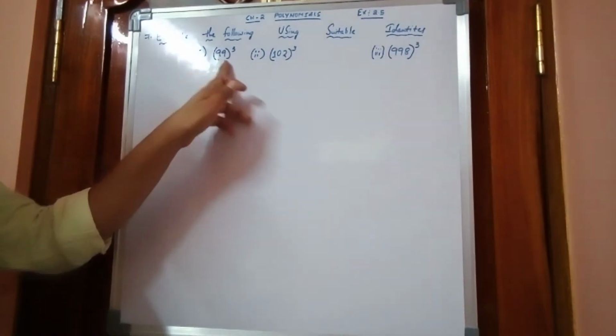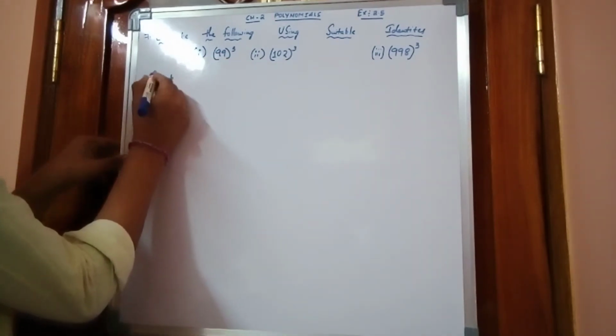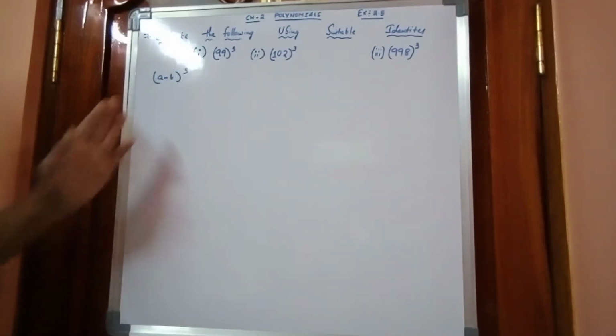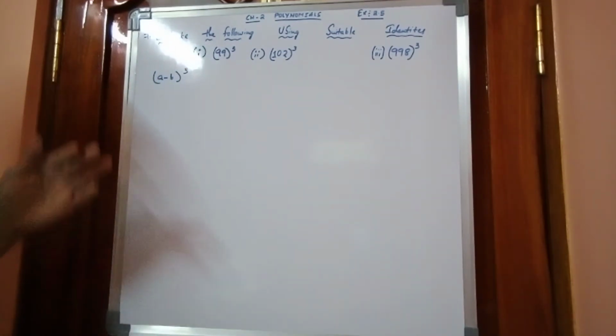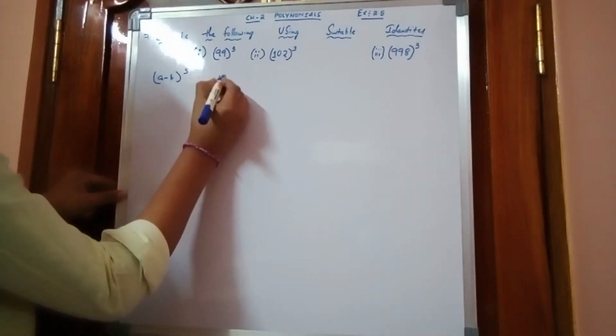So now we have to divide this in two forms. We should get this form, 99 cube. To get it like this, we have to take the nearest number, by plus or minus, subtraction or addition. We should get this 99 whole cube. Now take the nearest numbers.